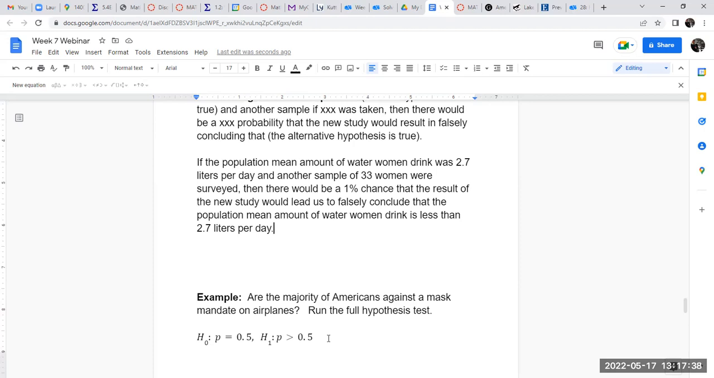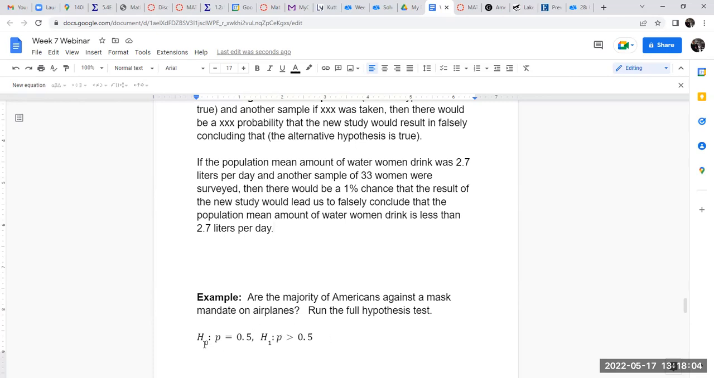Okay, let's do another example. And here it is. Are the majority of Americans against a mask mandate on airplanes? What do you think? Probably. No. Yeah. So we got to know. So how do we find out? Survey. Yep. So let's do it. But before you survey, let's follow the steps.